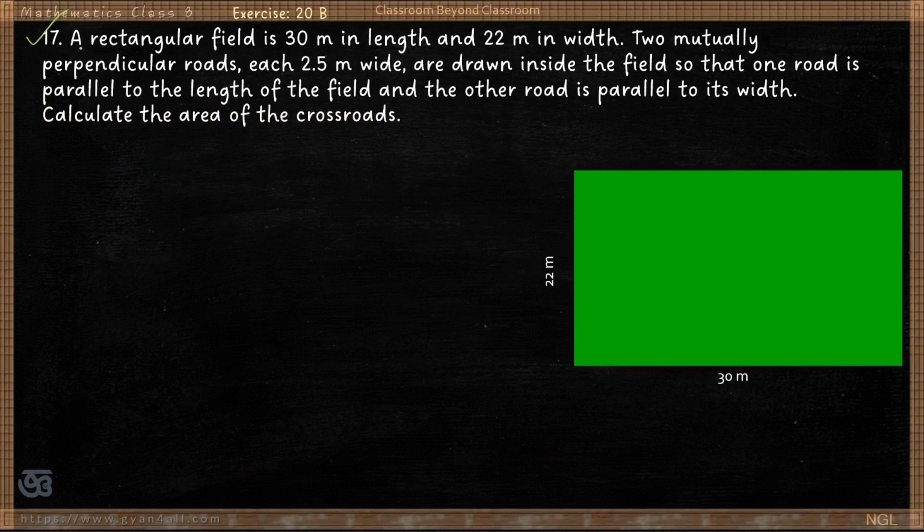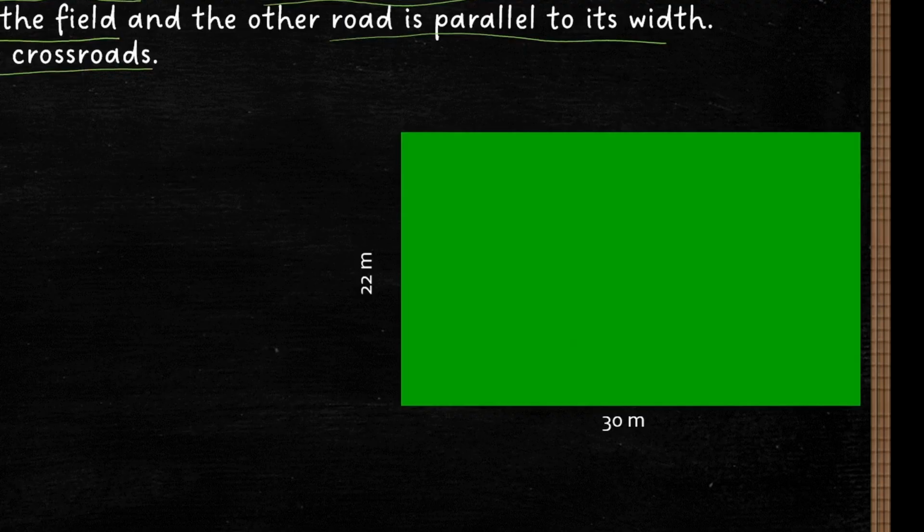Question number 17. A rectangular field is 30 meter length and 22 meter in width. Two mutually perpendicular roads of 2.5 meter wide are drawn inside the field so that one road is parallel to the length of the field and the other road is parallel to the width of the field. Calculate the area of the crossroads. So this is the field, length is 30 meter and width is 20 meter.